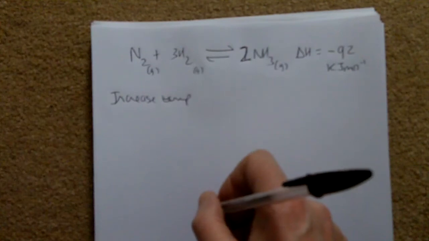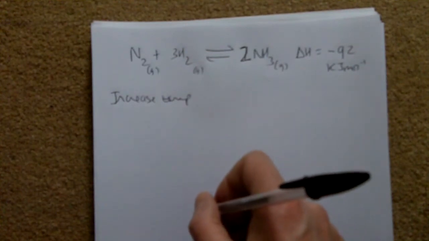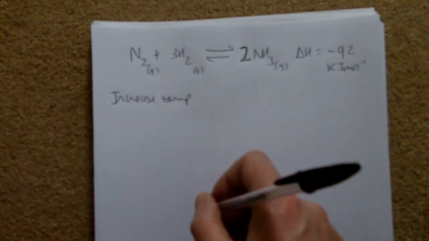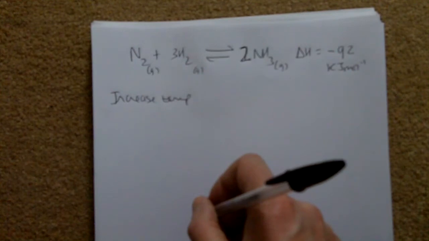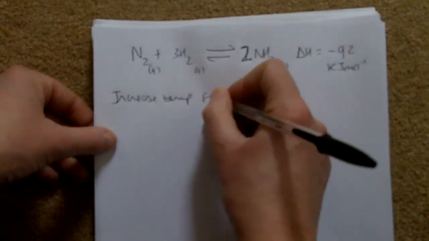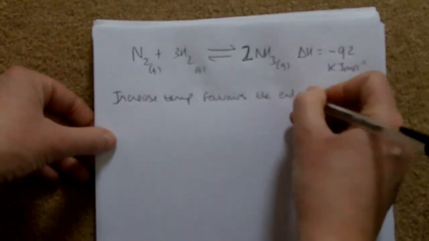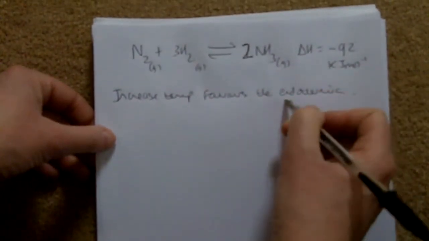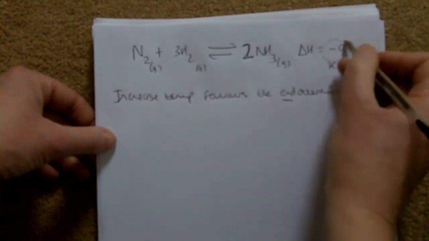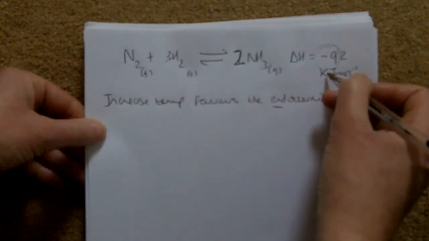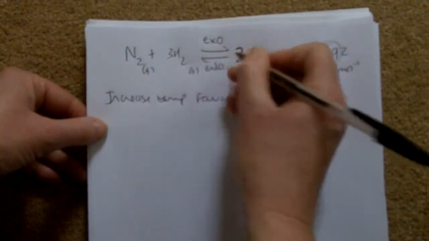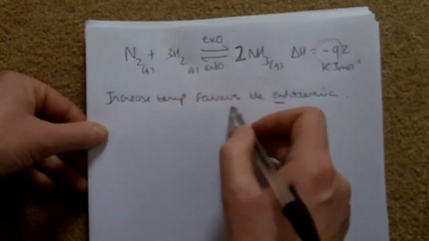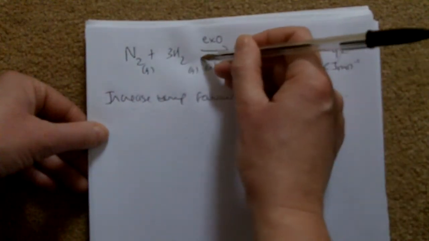Okay, so the equilibrium will move in the direction that reduces the temperature, that does the opposite. If you increase the temperature, the equilibrium will move in the direction that reduces the temperature, which is the endothermic, the reaction that absorbs the energy. Increased temperature favors the endothermic direction. If you've got a minus on the enthalpy change, that means that the forward direction is exothermic. Therefore, the reverse direction must be endothermic. So increased temperature favors the endothermic, which is the reverse.